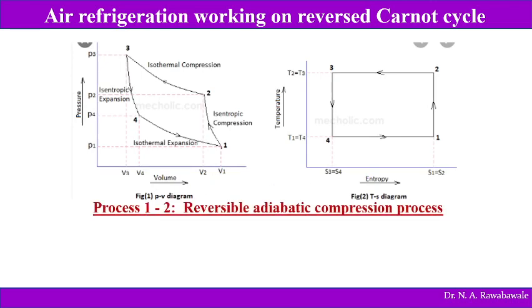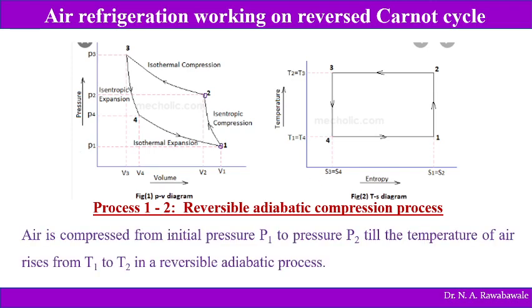Process 1 to 2. Process 1 to 2 is reversible adiabatic compression process. So air is compressed from initial pressure P1 to pressure P2, till temperature of air rises from T1 to T2 in a reversible adiabatic process. So there is no heat transfer. Adiabatic process means ds is equal to 0. That process is shown on this TS diagram by a vertical line.